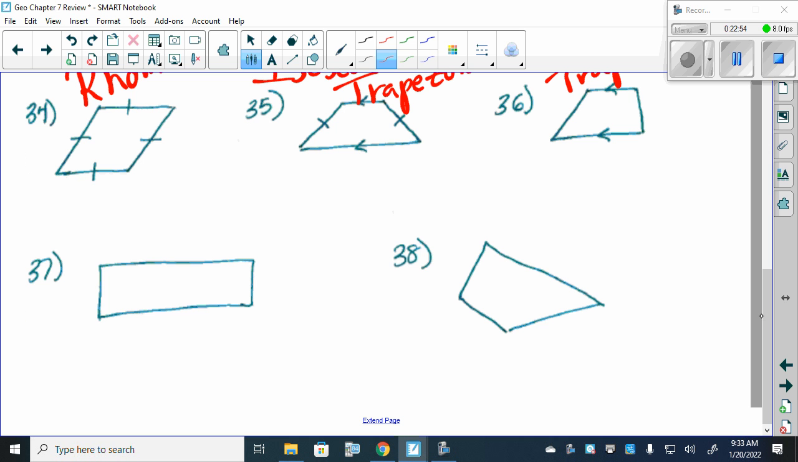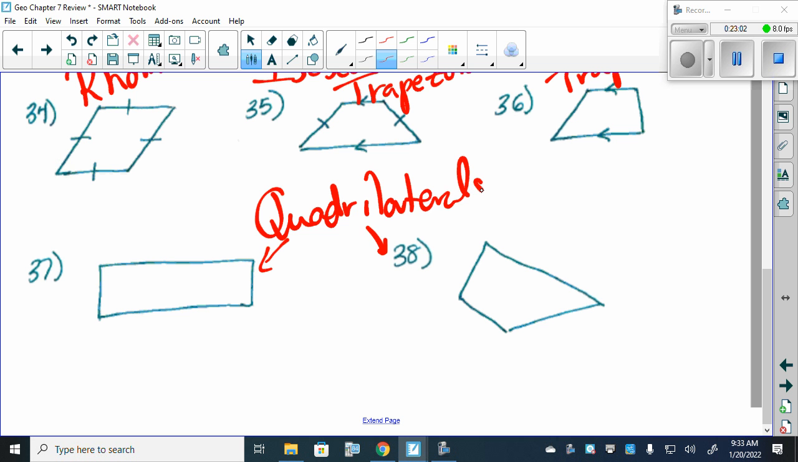Yes, both of these could just be quadrilaterals.